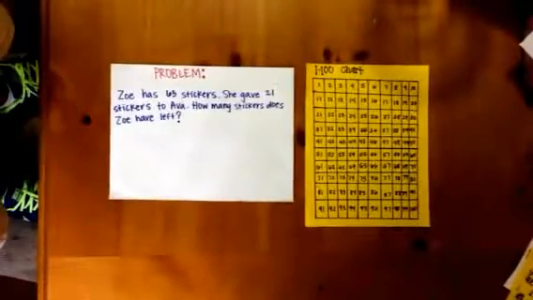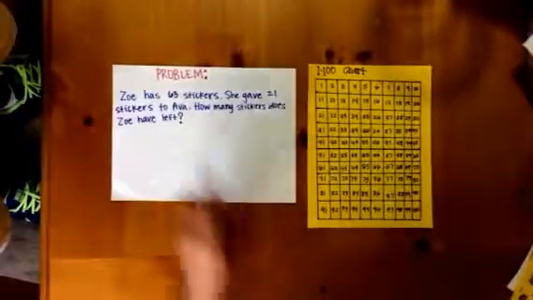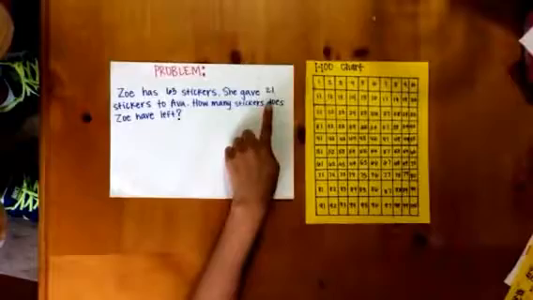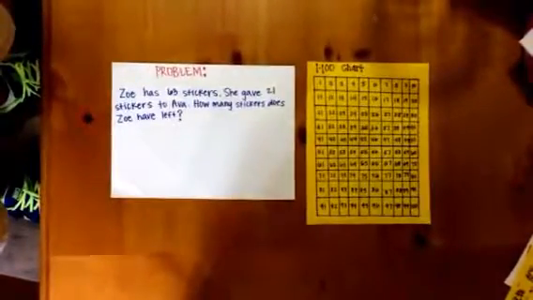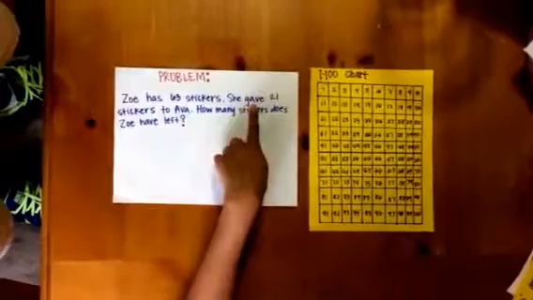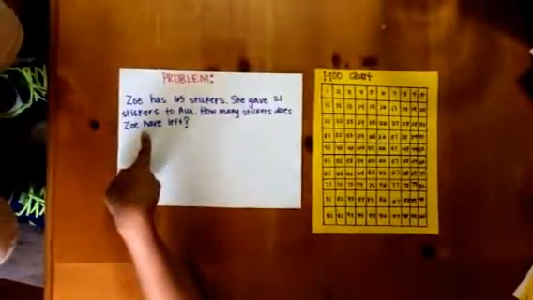So first we have to figure out what kind of problem type we're working with. We know that there is a starting amount, which is the 63 stickers, and we know that there's a change. She gave 21 stickers to Ava. So we're looking for the result. We can tell that this is going to be a separate type of problem because she gave 21 stickers to Ava, and we're looking for the stickers that Zoe now has left.